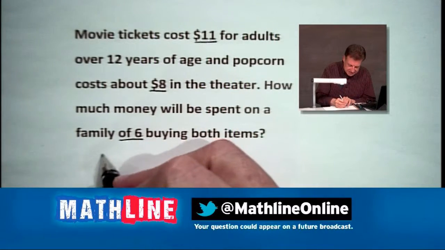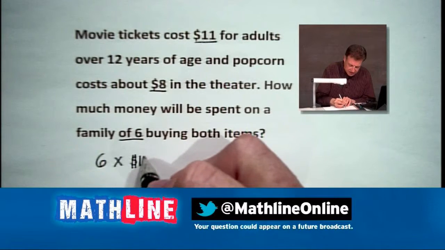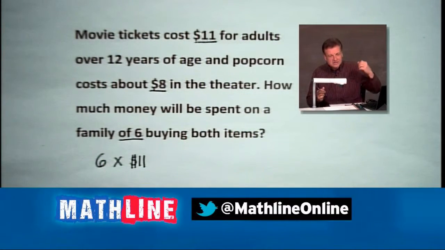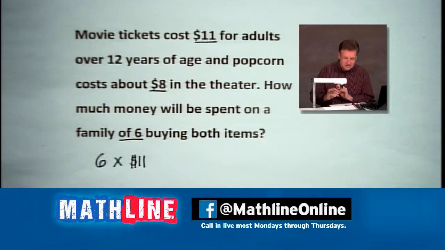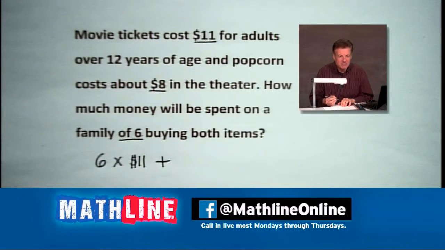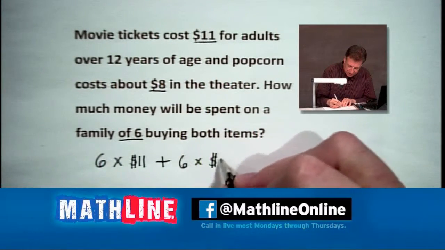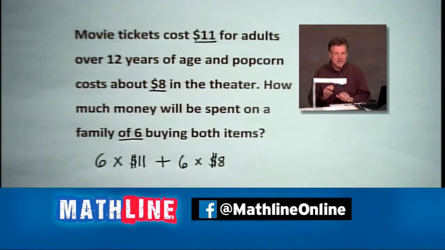So we're going to say 6 times $11. Nobody got a senior discount, doggone, or a child discount. We're going to all go at $11 there, all right? And popcorn, they don't care how old you are. You pretty much pay the same amount for popcorn, all right? So we're going to have 6 times that $8 popcorn box. That's our setup right there.